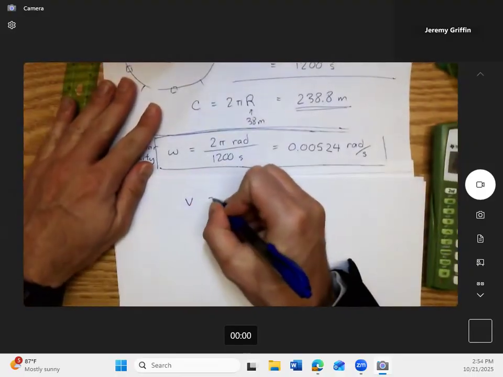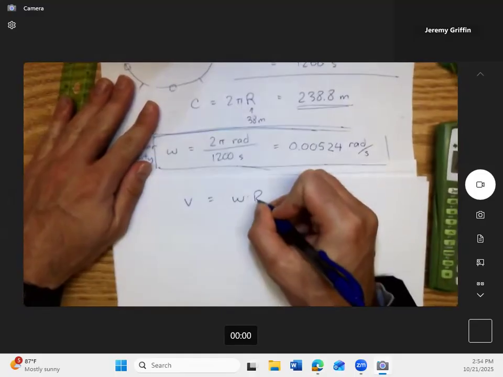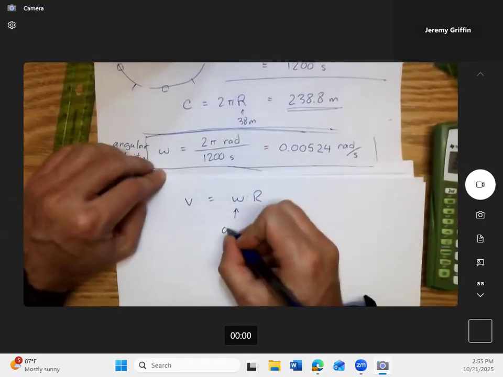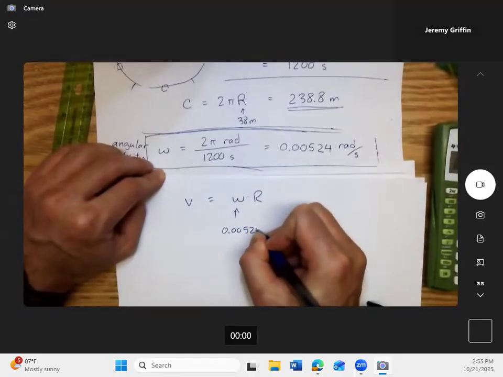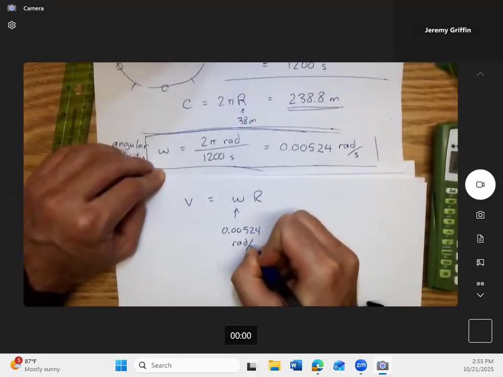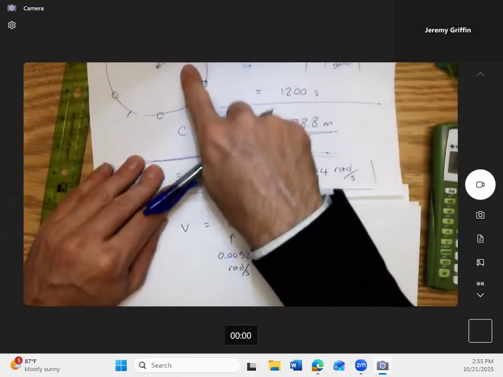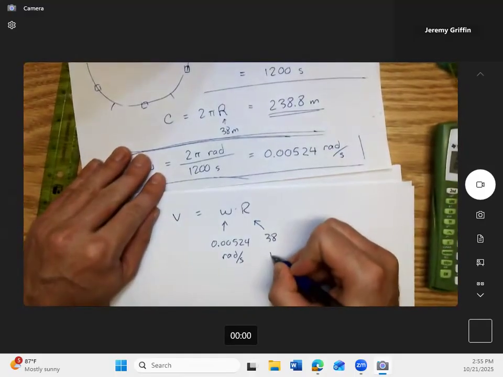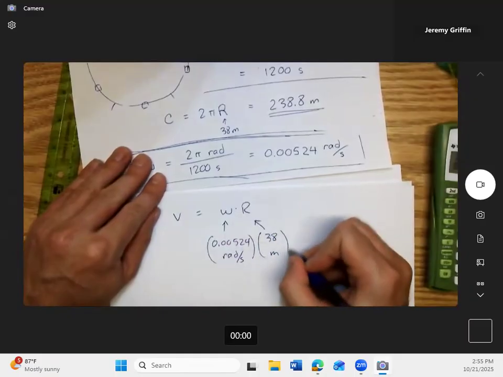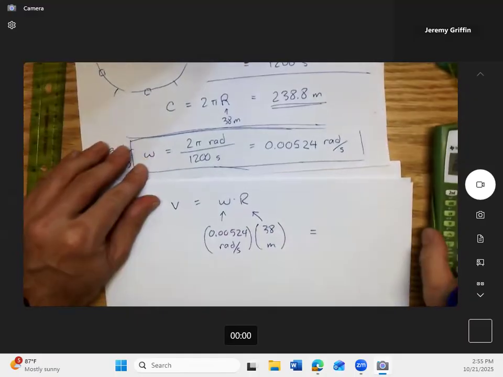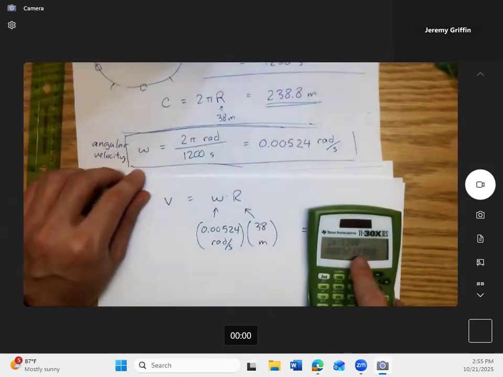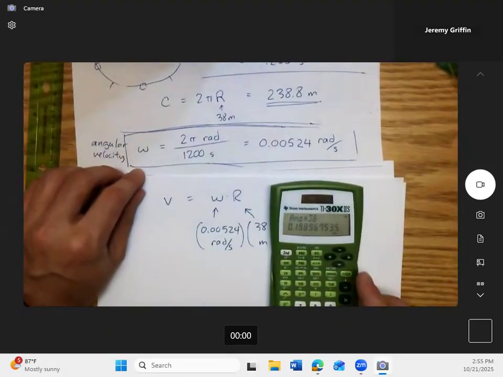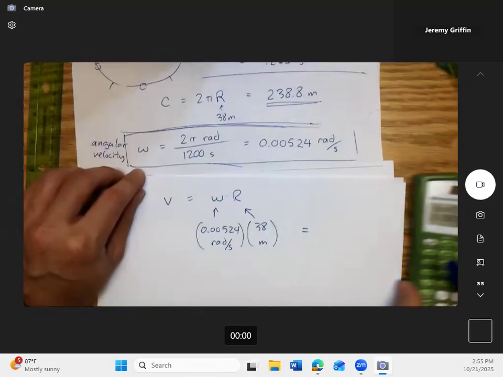I know that v is equal to omega r. And for omega, well, we found that right here, 0.00524. It's radians per second. And for radius, we found that earlier. Wasn't that 38 meters? You guys remember that? 38 meters. So put it all together. We're going to get, this number right here times 38 is 0.199.